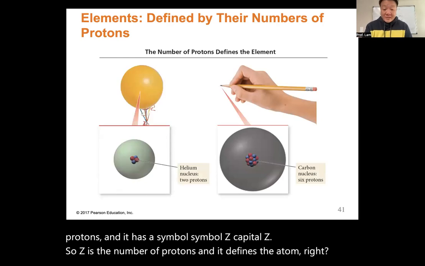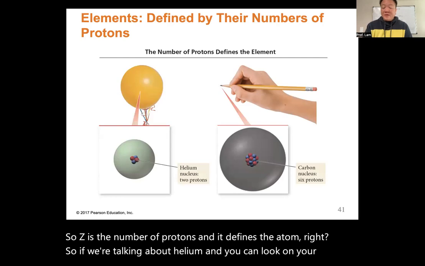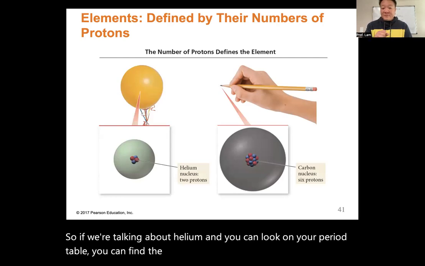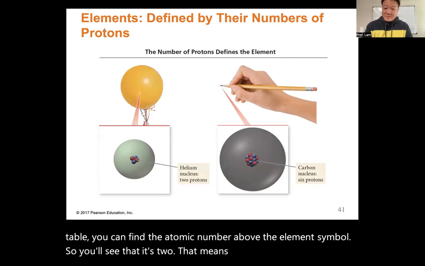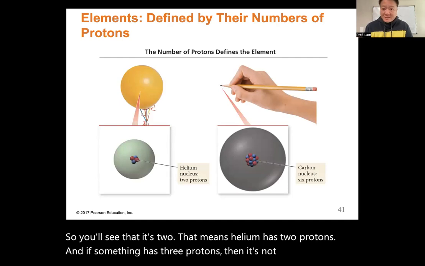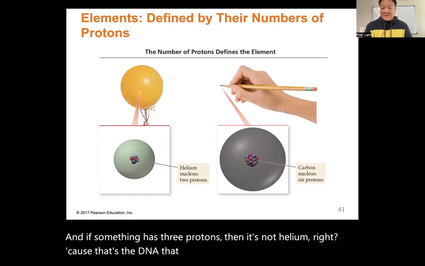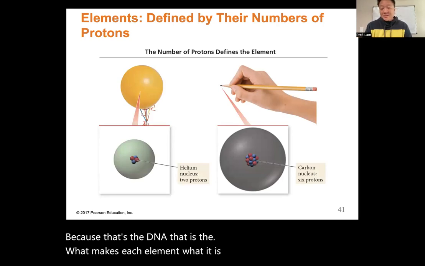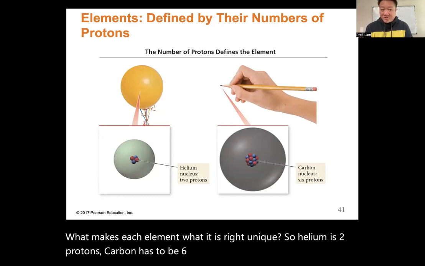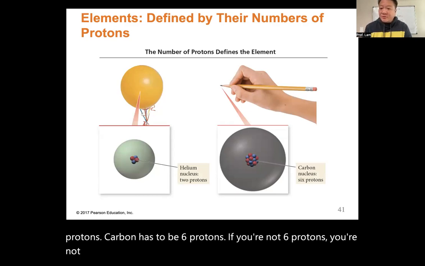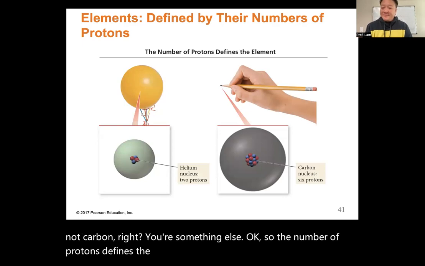So if we're talking about helium, and you can look on your periodic table, you can find the atomic number above the element symbol. So you'll see that it's 2. That means helium has 2 protons, and if something has 3 protons, then it's not helium, right? Because that's the DNA. That is what makes each element what it is, right? Unique. So helium is 2 protons. Carbon has to be 6 protons. If you're not 6 protons, you're not carbon, right? You're something else. Okay. So the number of protons defines the element. Does that make sense? Right.